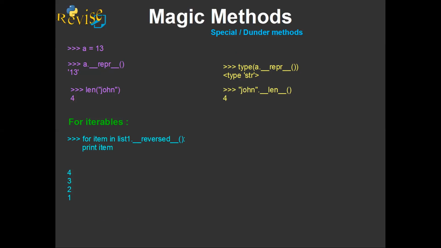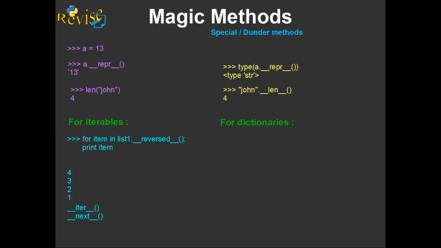4, 3, 2, 1. From 1 to 3, 4 list, you have the same way an iter method, which is a mapping method. When you iterate over a list, this iter magic method gets called in the background, and the next method is called to get the next number in a list.